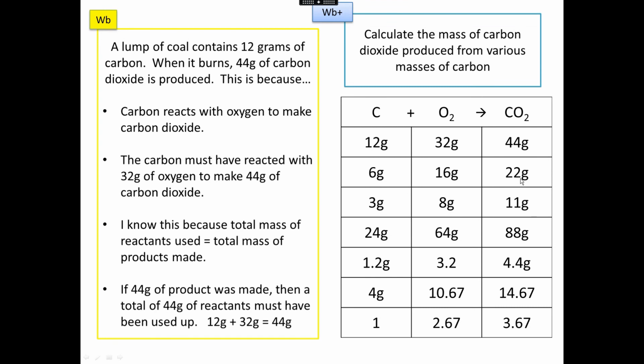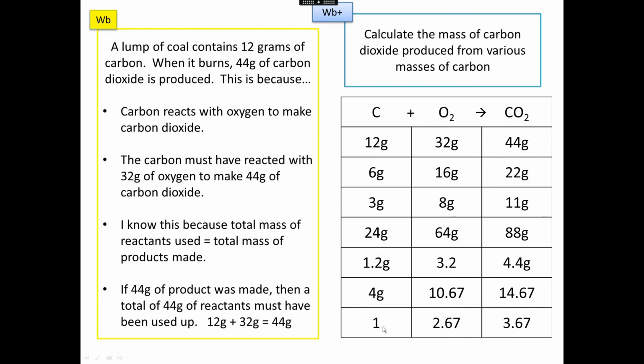3, 8, then 11. This one is double the first one. So 24 is double 12. So 64 is double 32. 88 is double 44. This one is a tenth of the first example. So 3.2, 4.4. This one, 12 grams is a third of 4 grams. It's been divided by 3. So this is 32 divided by 3. And this is 44 divided by 3.